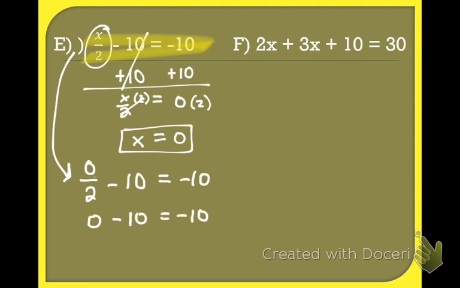Now we learned in one of our properties, anytime you are adding or subtracting by a 0, it just equals itself. That was the identity property. So 0 minus 10 is just negative 10, and negative 10 does equal negative 10, so that did work out.